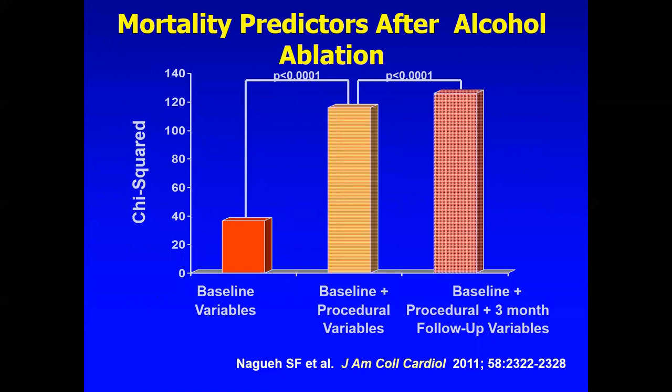and patients are counseled in this situation of a very high likelihood of needing a permanent pacemaker. What are the predictors of outcome in a procedure such as alcohol septal ablation?